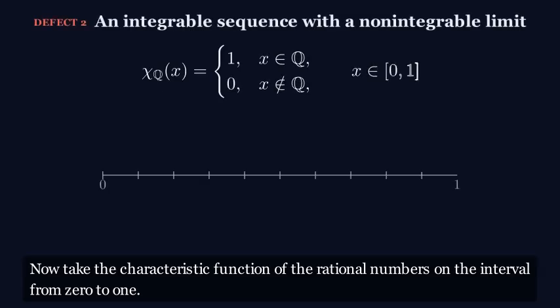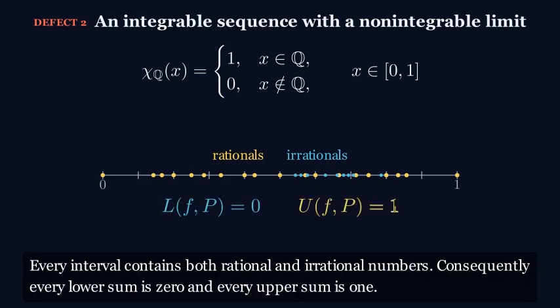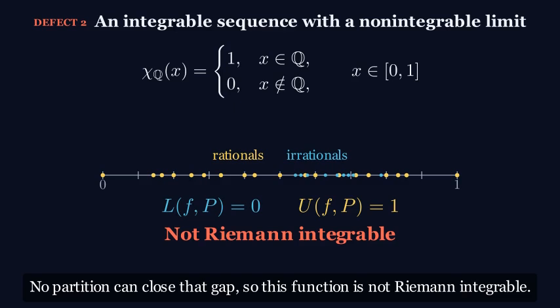Now take the characteristic function of the rational numbers on the interval from 0 to 1. The function equals 1 at every rational point and 0 at every irrational point. Every interval contains both rational and irrational numbers. Consequently, every lower sum is 0 and every upper sum is 1. No partition can close that gap, so this function is not Riemann integrable.